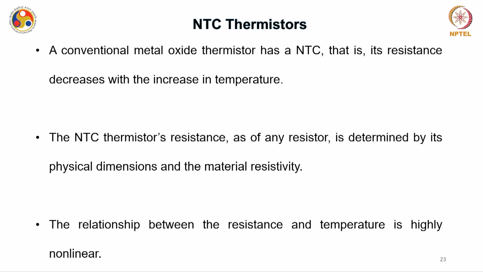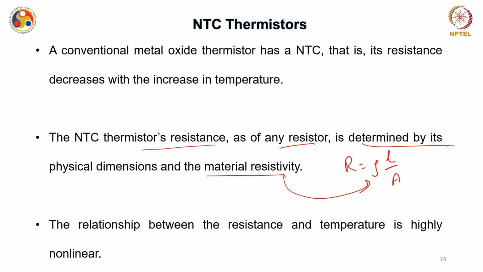Now a conventional metal oxide thermistor has an NTC, as I have mentioned, which means its resistance decreases with increase in temperature. The NTC thermistor's resistance, as with any resistor, is determined by its physical dimensions and the material resistivity, where we know R is equal to rho L by A. When I say the resistance is determined by the material's resistivity, I am talking about this factor, and when I say it is determined by the physical dimensions, I am talking about this L by A.